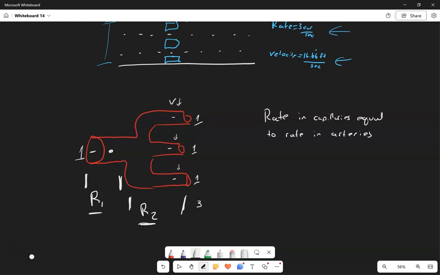That's important so that we don't get a backflow of the blood. But the velocity in the capillaries is much lower. And that's important because now the blood slows down as it moves through these capillaries, and because it slows down, it allows time for exchange, which is what needs to happen at those capillaries. So our rate remains the same, but velocity decreases inside of those capillaries. So that's a very key component in understanding blood flow through the circulatory system.